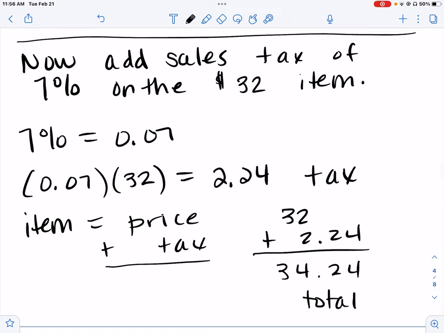Now add sales tax of 7% on the 32. 7% is 0.07. So you multiply 0.07 times the 32 gives you $2.24 of tax. So our price of 32 plus the 2.24 would make a total of 34.24.